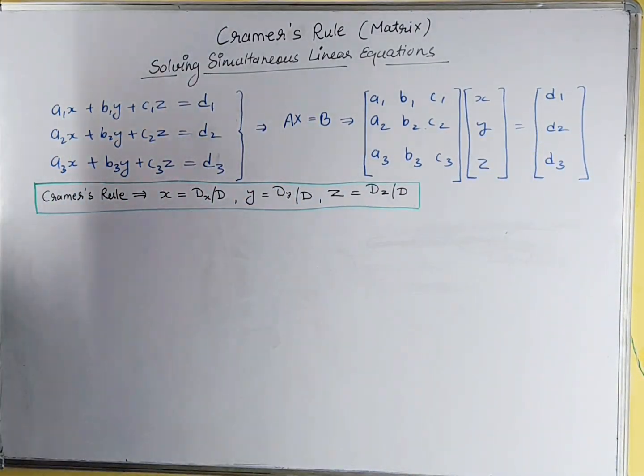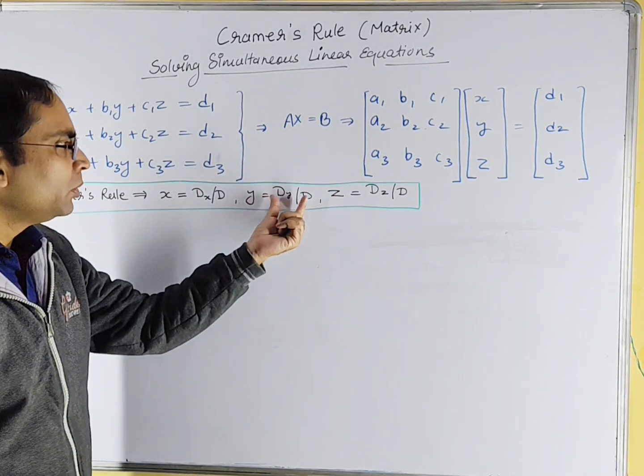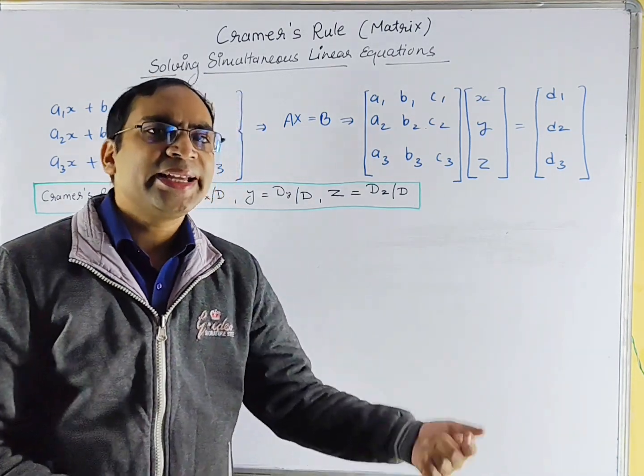So let us understand what Cramer's rule says. Cramer's rule gives us the values of the variables x, y and z in the form of, let's say, x is always equal to dx by d, y is always equal to dy by d and z is always equal to dz by d. What are this dx, dy, dz and d?